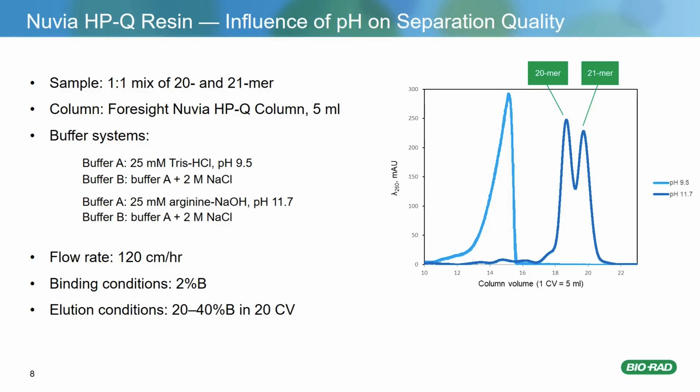The chromatograms on the right show you that at pH 9.5, in the light blue, you're not seeing any separation between the 20 and 21-mer, whereas at pH 11.7, you definitely see a separation between the 20 and the 21-mer.